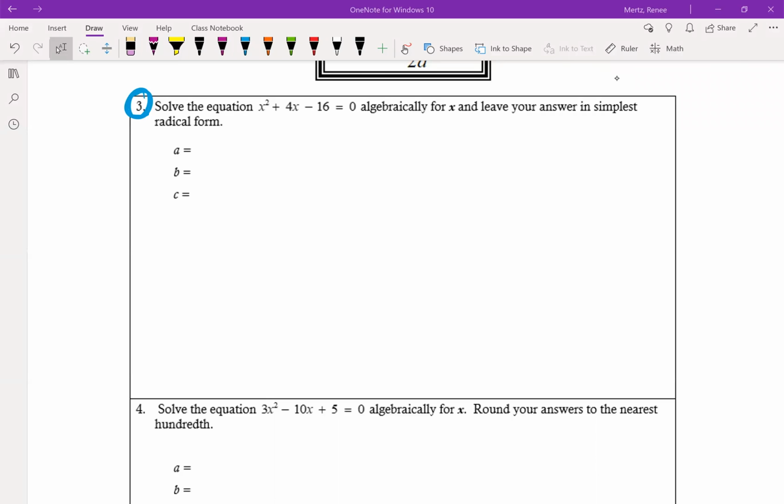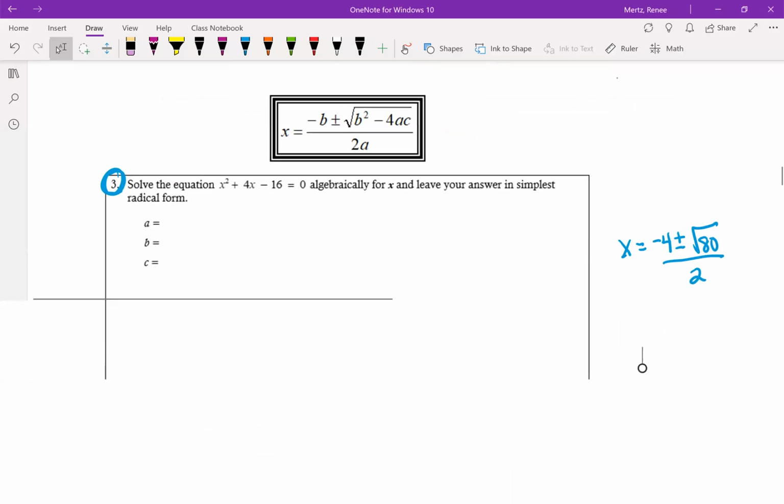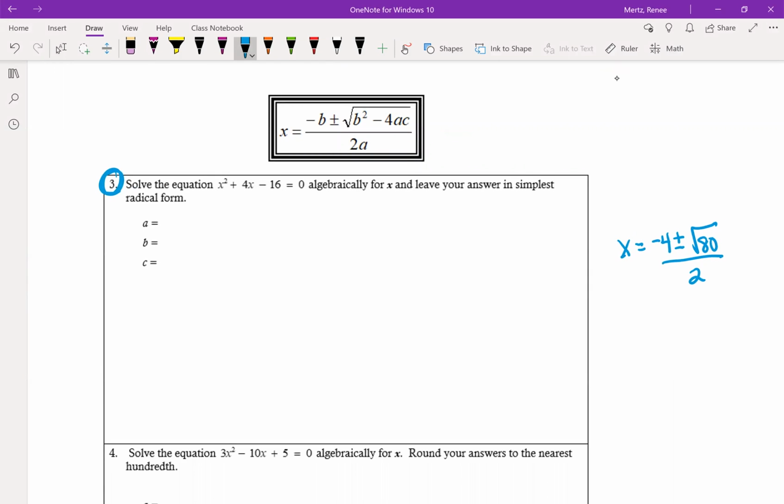All right, so hopefully you've done some work. So this one gets a little bit tricky. Did you get x equals -4 plus or minus the square root of 80 all over 2? So if you didn't, check your math. I had -4 plus or minus the square root of 4 squared minus 4 times 1 times -16, all over 2a. When I typed 16 plus 64 into my calculator, I got 80.